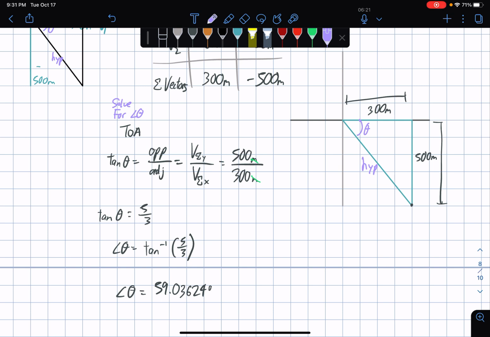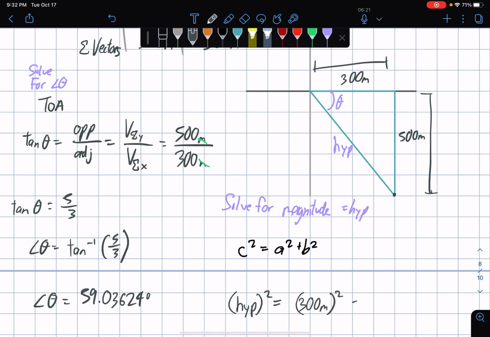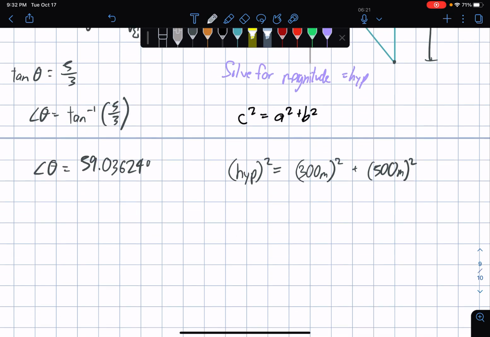And then hypotenuse. This is the magnitude. Makes sense now. Which is equal to the hypotenuse. So, how do we solve for it? Yeah, Pythagorean theorem. So, c squared is equal to a squared plus b squared. Either way it's still the same thing that it will yield.